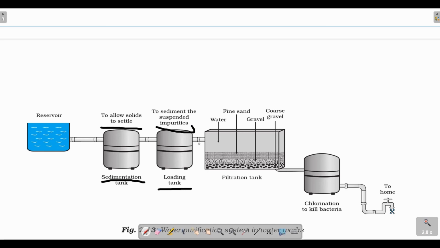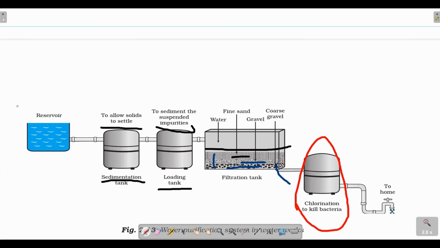After that it passes through the filtration tank. This filtration tank consists of three layers: fine sand particles in the first layer, gravel in the second layer, and coarse gravel in the third layer. When the water passes through these three layers, through the fine sand, then the gravel, and then the coarse gravel, almost all the impurities get filtered out. The output of this filtration tank will be almost pure, and after that it passes through a chlorination system. So now we get the purest water.